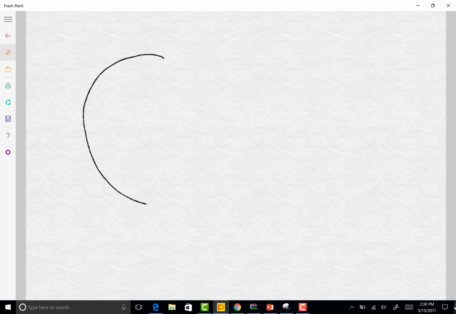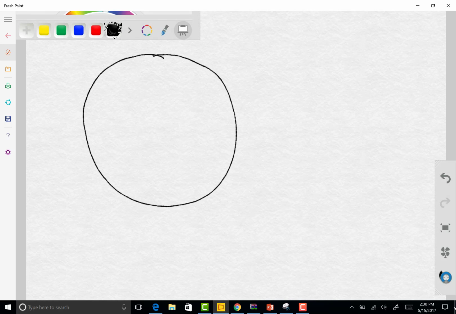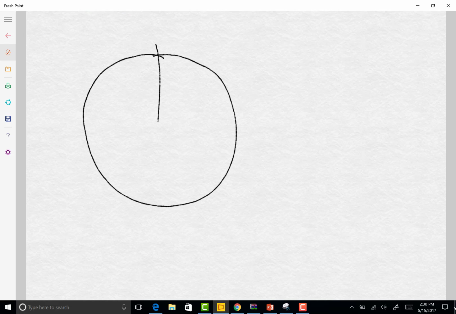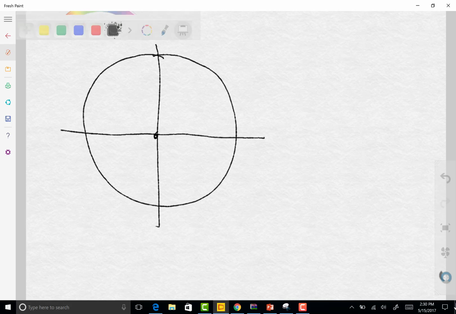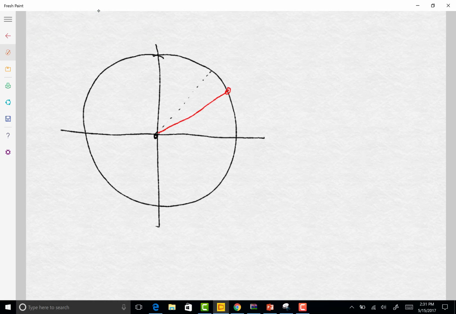So to start off, I'm going to draw my unit circle. There's my unit circle. Here's my y-axis, and here's my x-axis. So this is my origin right here. The angle that we looked at previously was the 45-degree angle. That was this angle here. Now we're going to look at 30 degrees. I'm going to use a different color for that. I'm going to use red. So here's my 30 degrees right here.